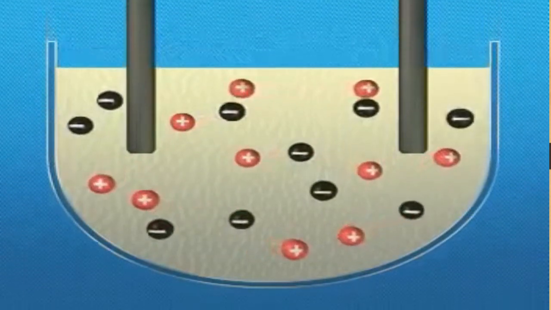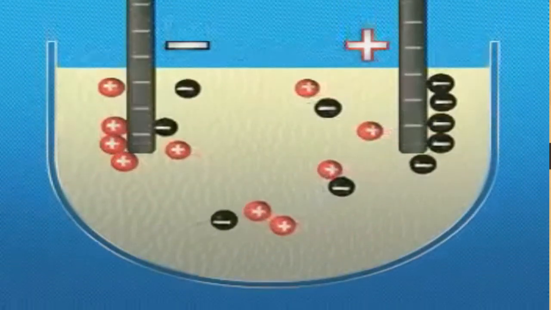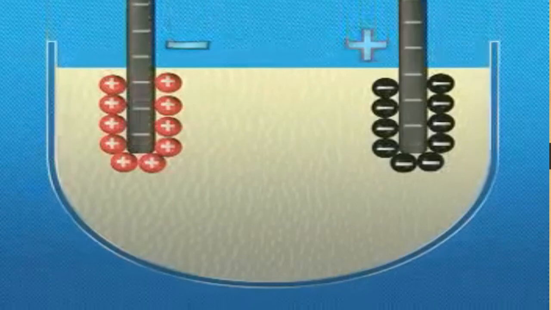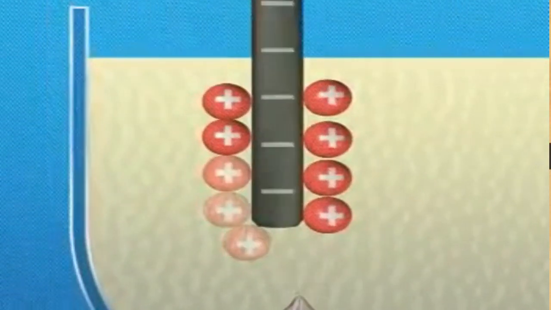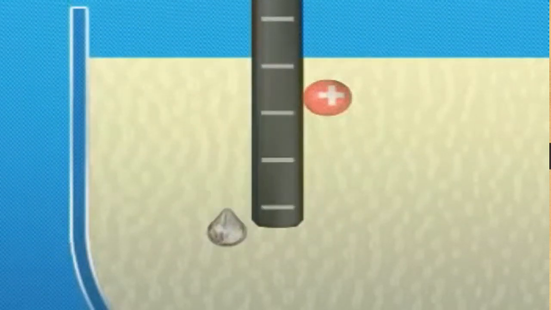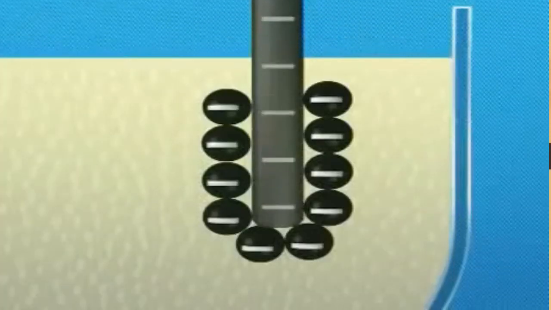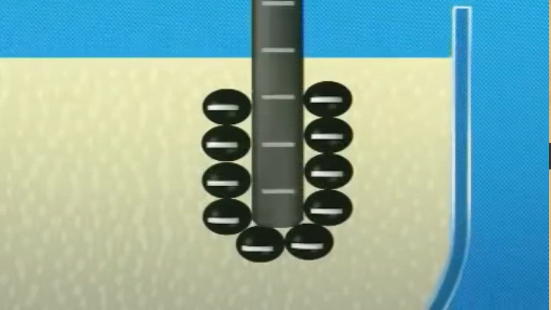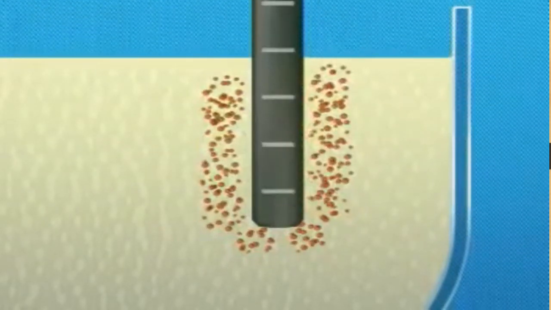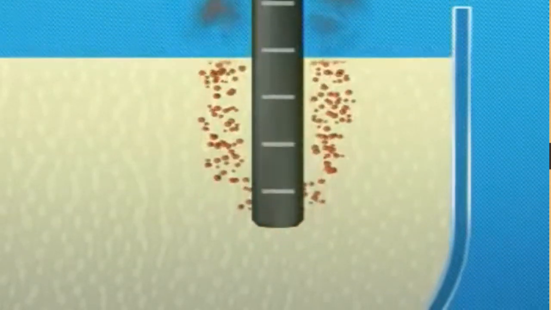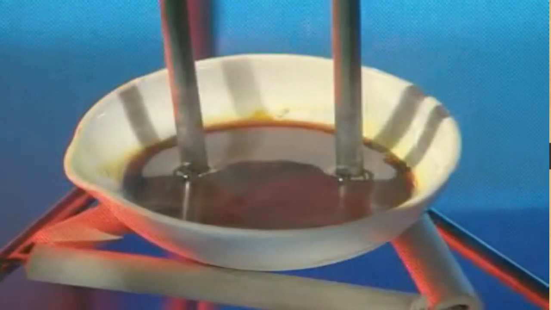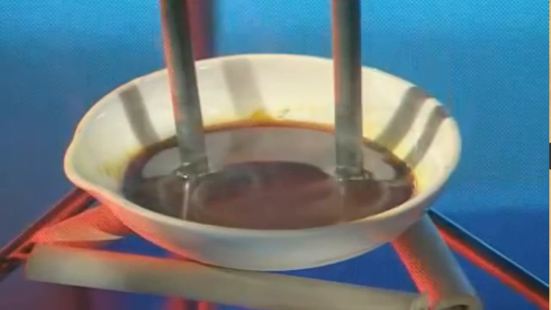Once the power supply is switched on, the lead ions are attracted to the negative electrode. The bromide ions are attracted to the positive electrode. Lead ions pick up electrons. They lose their positive charge and form lead atoms. Bromide ions give up electrons. They lose their negative charge and become bromine atoms. These form a gas. Electrolysis of lead bromide only works when the compound is molten. Why doesn't it work when the compound is solid?